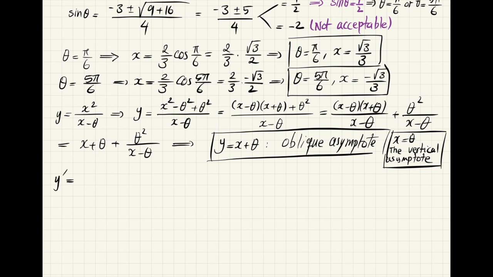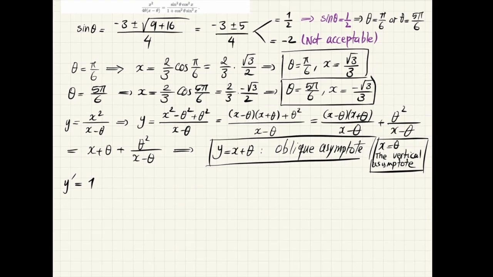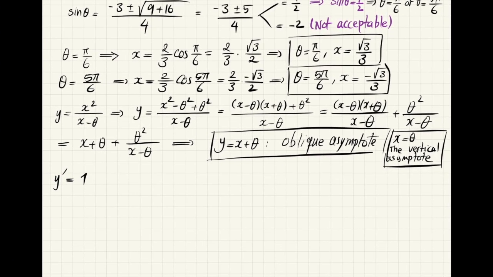So the derivative of x is just simply 1, the derivative of theta is 0, but then the derivative of that expression becomes minus theta squared divided by (x minus theta) to the power of 2. And if I equate it to 0, because I want to sketch the graph, let me do the common denominator. So then it becomes (x minus theta) to the power of 2 minus theta squared.